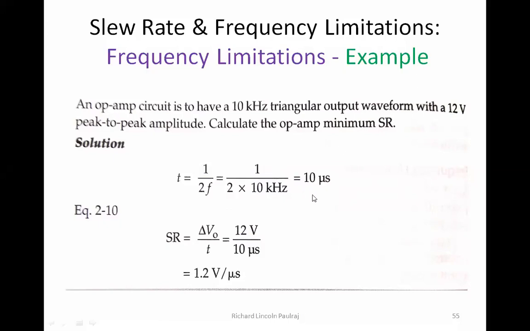So T is already calculated here, right? We have 10 microseconds, so I'm just bringing that value down. And they are telling us to calculate SR. I know the formula of SR, so right now I have just one unknown value to be calculated. Since I have delta V naught from the question, which is about 12, I bring it down, put it in the formula, substitute, and I get 1.2 volts per microsecond. Fine. Can I move on?